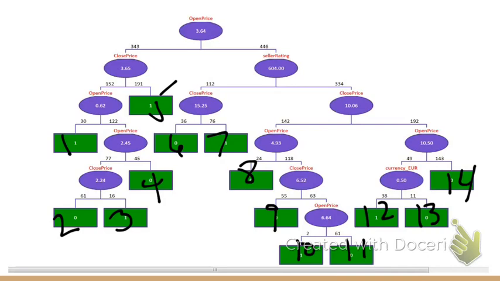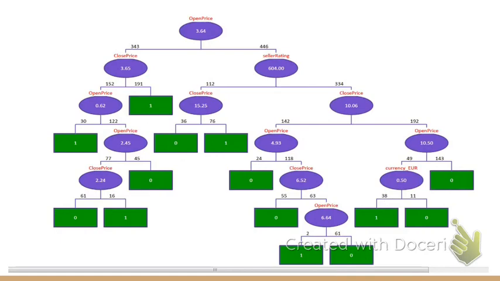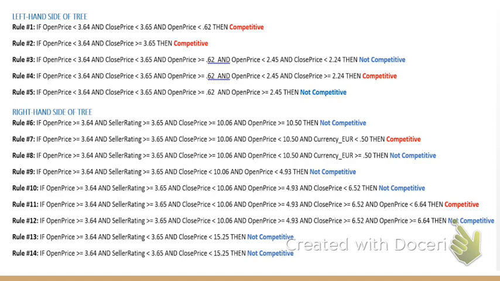So let me just clear out my screen. And next, let me go to the next slide here. So this is the rules. There's 14 in all. I have them divided by the left-hand side of the tree, meaning at the top node of the tree, which is open price, there's that left-hand side, and then there's the right-hand side. So I've divided it up. You'll see that I've color-coded the competitive and not competitive to make it easier to view. And so let's go through this together, and I'll show you how to traverse the tree to get these rules.